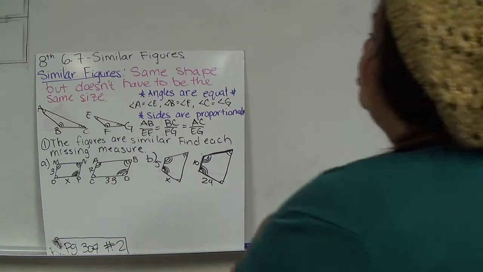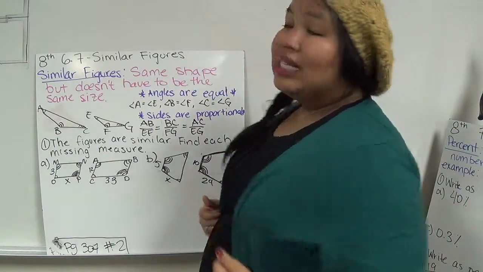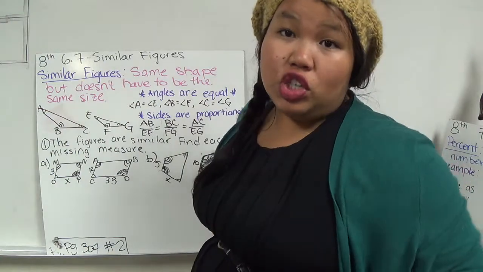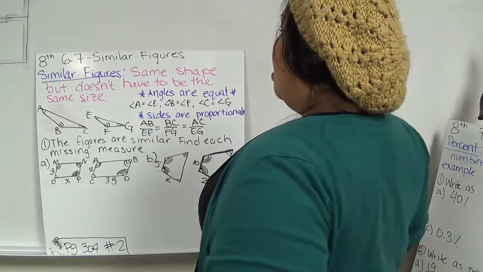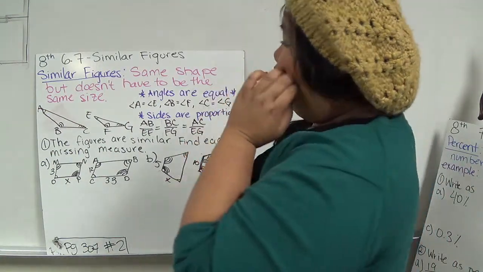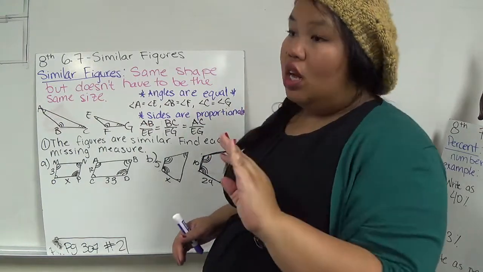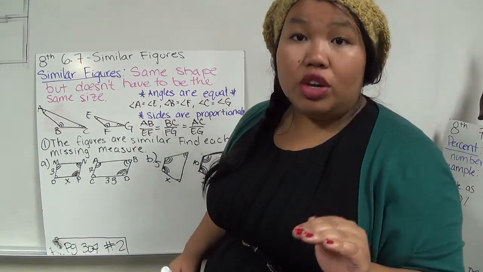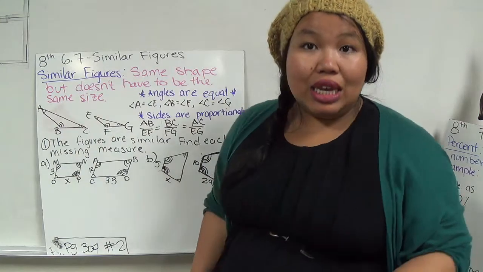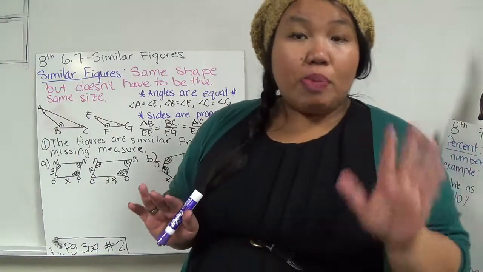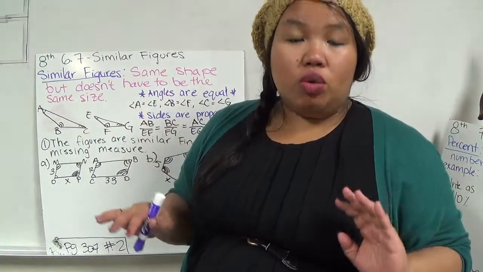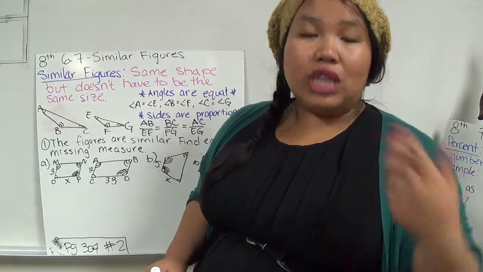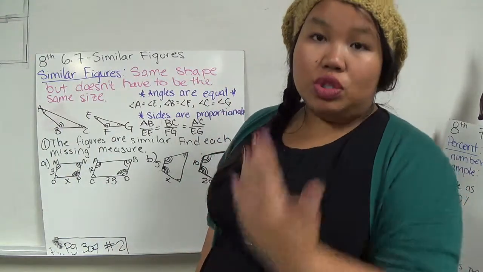In 8th grade, section 6.7, we're dealing with similar figures. So we're going to put a little bit of geometry in it. But basically, similar figures are not congruent. Congruent figures, or equal figures, are basically two things that are equal. Their perimeters are equal, their areas are equal, their sides are equal. Everything about them is equal to each other.